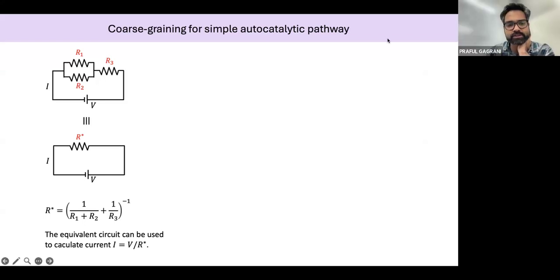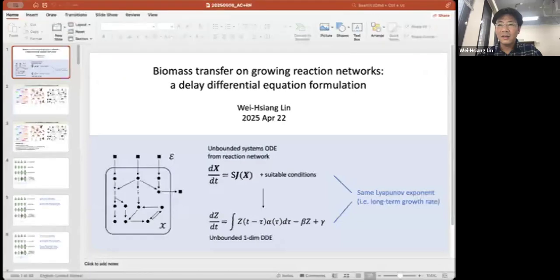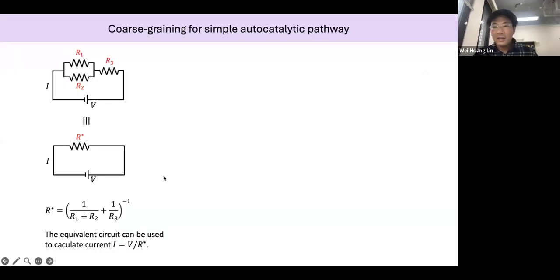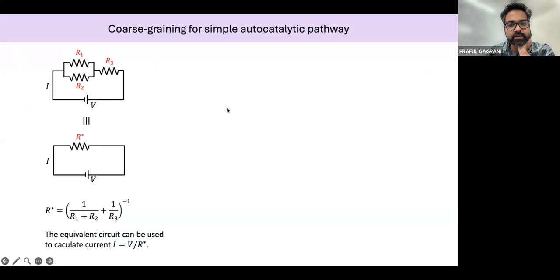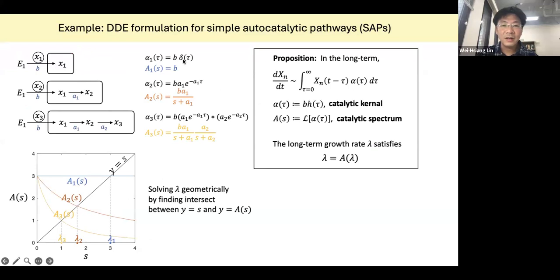Sorry, can I ask you a quick question on the previous slide? Yes, on the previous slide. A1, is that just the rate constant? A1, because the waiting time is a delta function, it's like no waiting time. So yeah, it's a constant function.